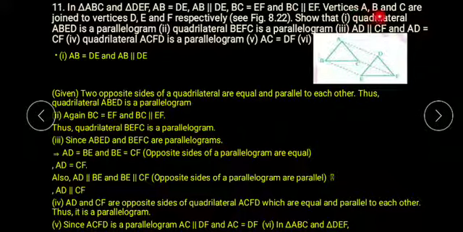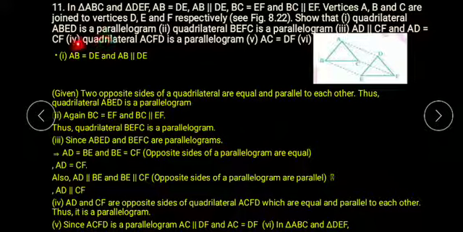Vertices A, B and C are joined to vertices D, E and F. So vertex A is joined to vertex D, vertex B is joined to vertex E and vertex C is joined to vertex F. Show that quadrilateral ABED is a parallelogram. So what we have to prove?